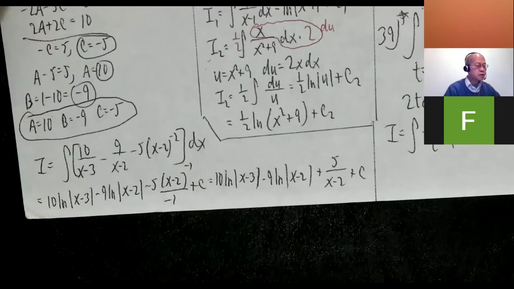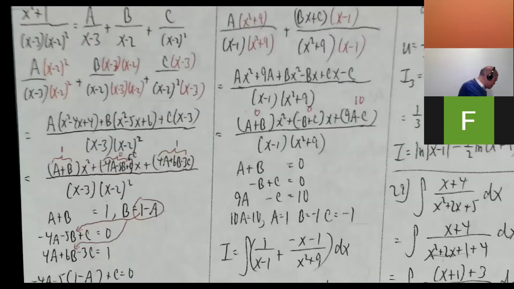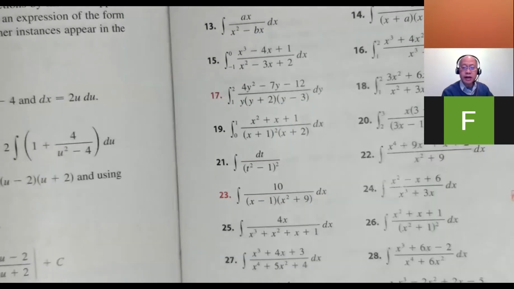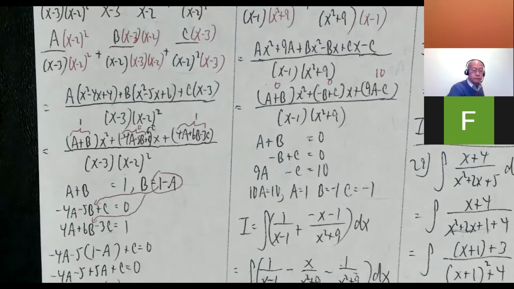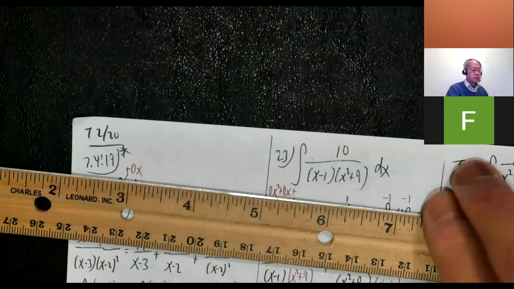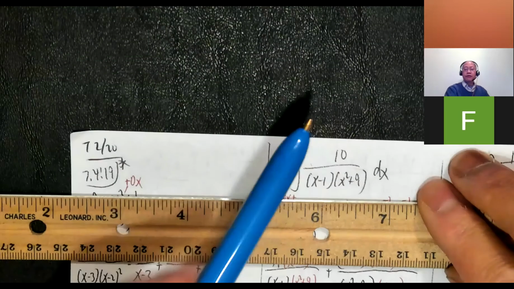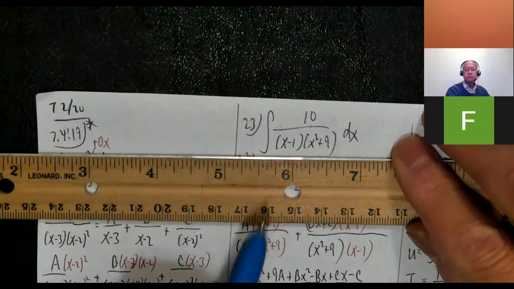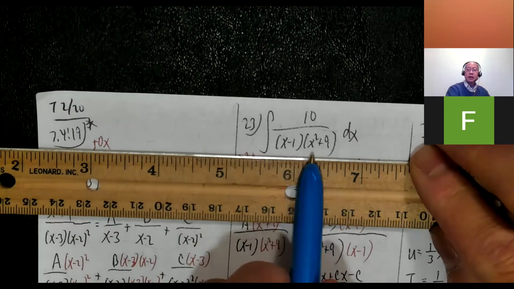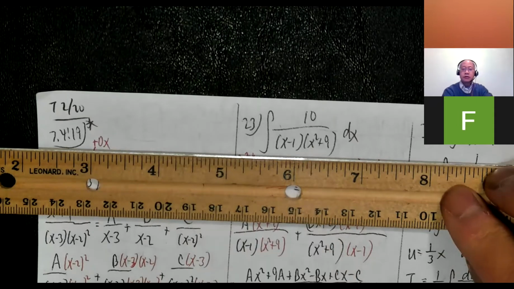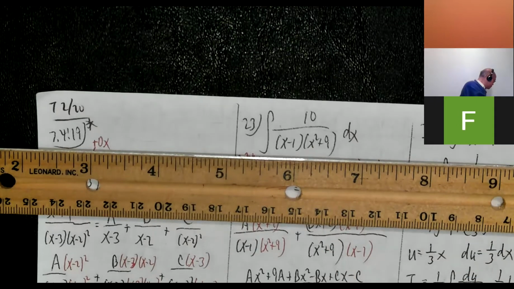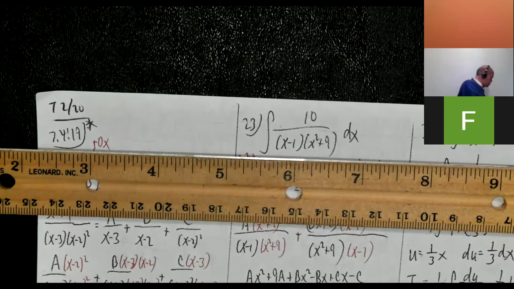Okay, the next one I was going to show you is 23. That is an assigned problem: the integral of 10 over (x minus 1)(x squared plus 9). All right, so from what we said yesterday, this is a linear expression. Aha, x squared plus 9, irreducible quadratic, right? So that's our case 3 from yesterday, page 497.